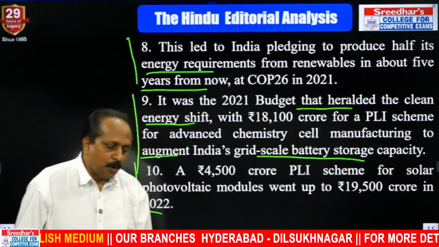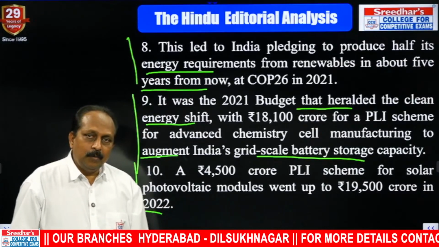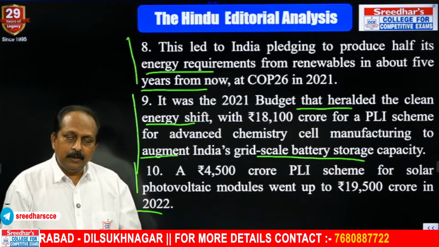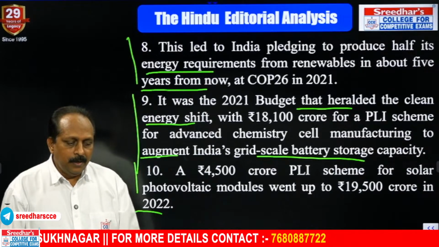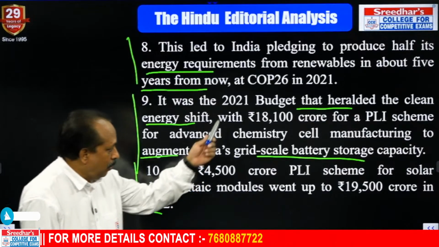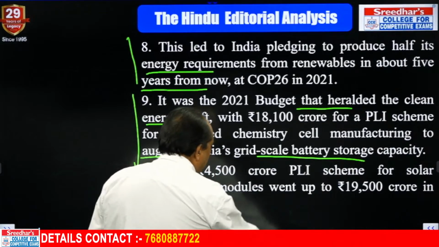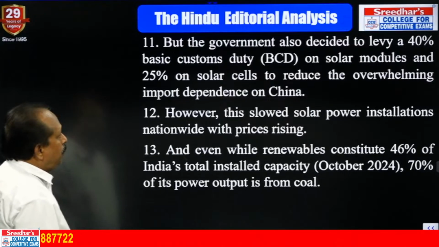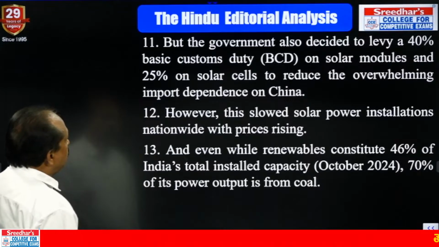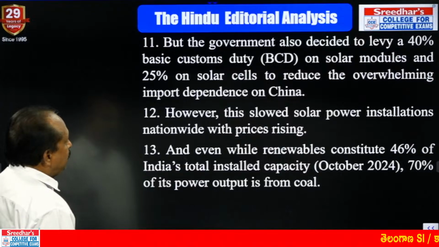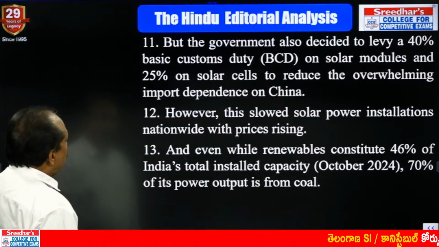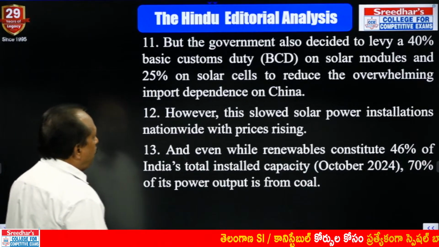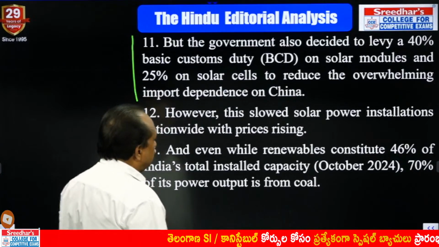All these sentences provide the data and they talk about how the shift has brought in the changes. India has decided to go in for renewables. Obviously, they have to allot the funds accordingly. All this to substantiate or to show the direction India has taken. But the government also decided to levy a 40% basic customs duty, BCD, on solar modules and 25% on solar cells to reduce the overwhelming import dependence on China.